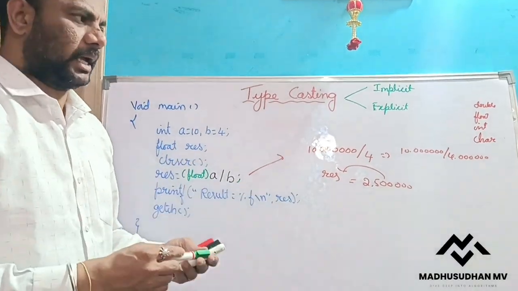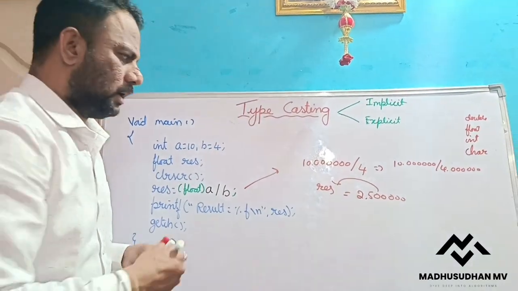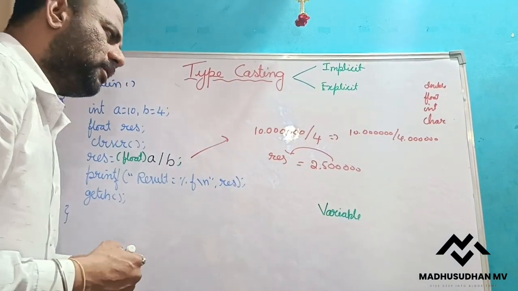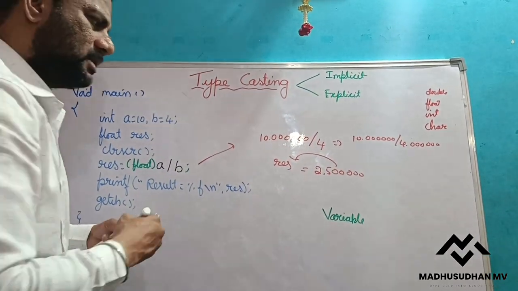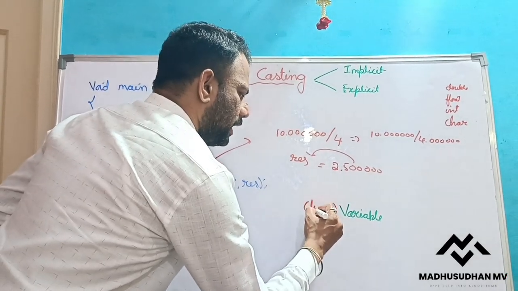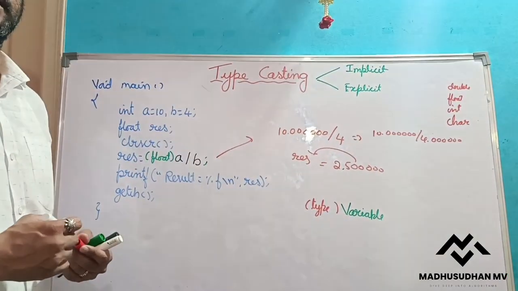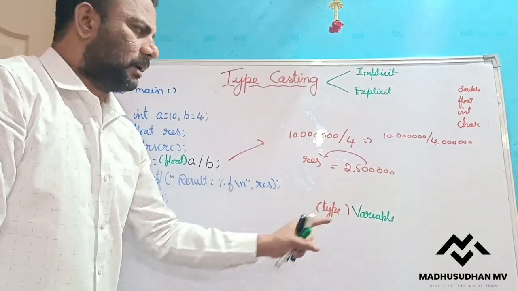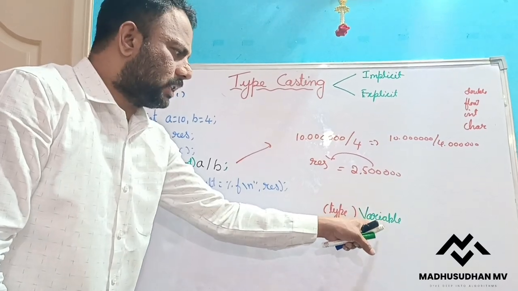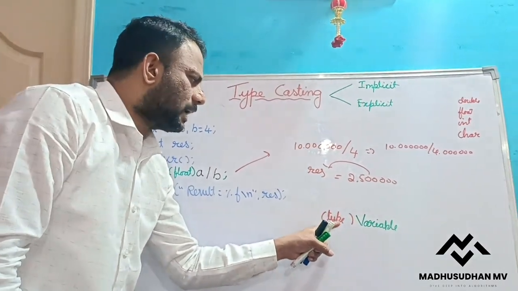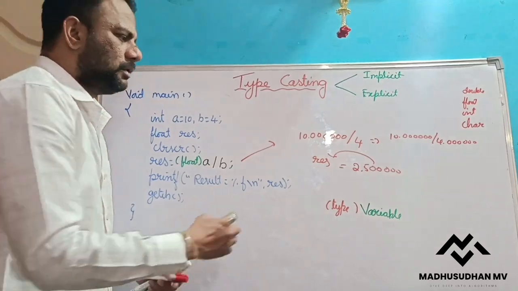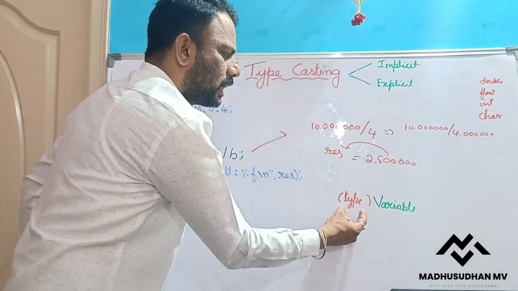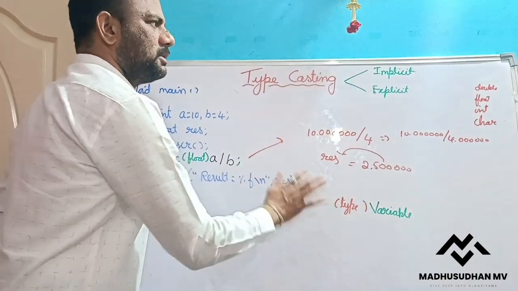Now the general syntax. Assume this is one variable that I want to convert. Whichever variable you want to convert, before that variable you write the data type you want to convert it to. Suppose I want to convert this variable into integer: within the brackets, write integer. That means this variable is converted into integer. Suppose you want to convert it into floating point: in the brackets you write float. So within the parentheses, you write the type you want the variable converted to. Okay, this is the general syntax of explicit conversion.